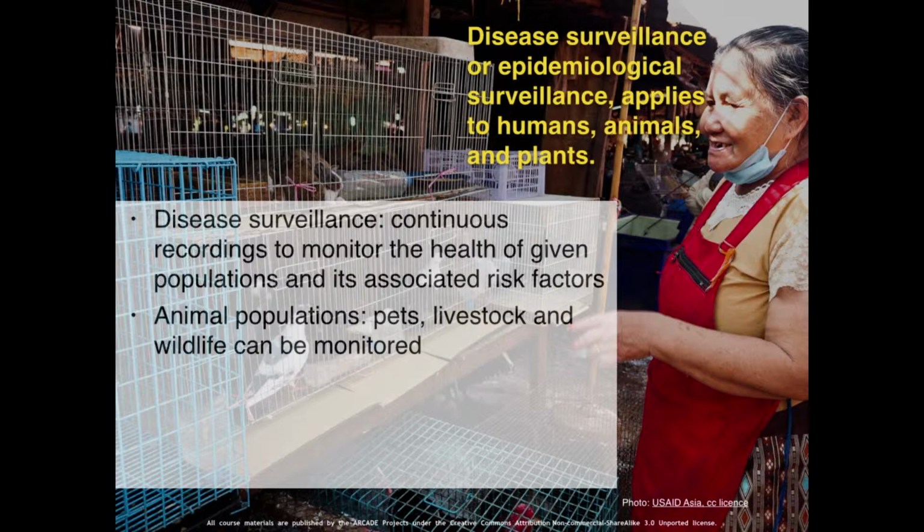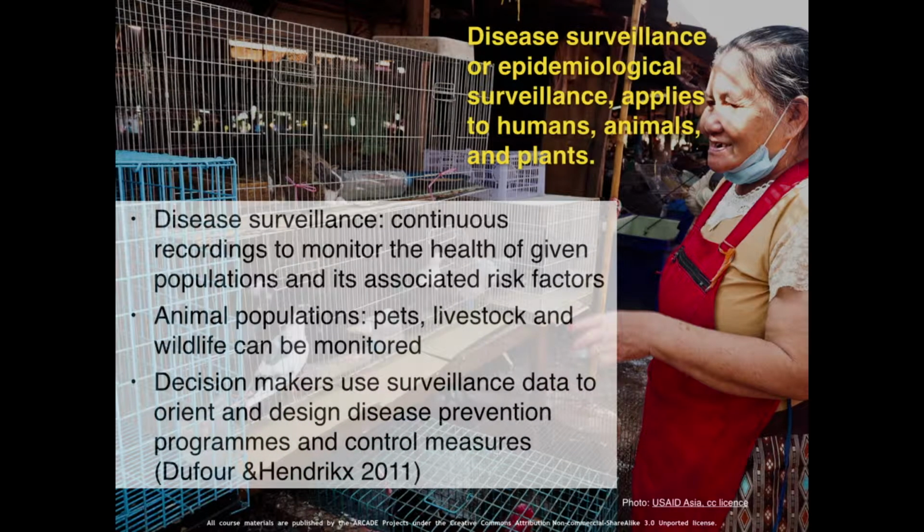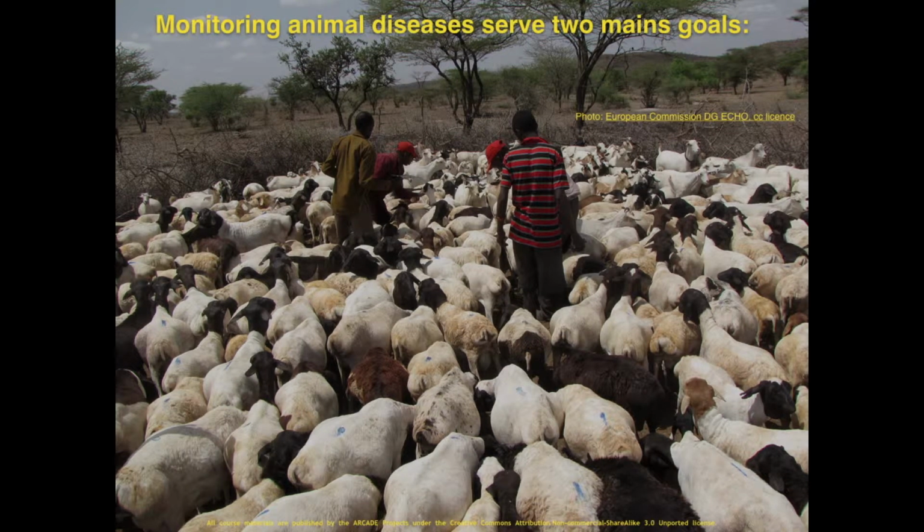Surveillance basically consists of collecting information, data, that can be used by decision makers to orient and design disease prevention programs and control measures. Monitoring animal diseases serves two main goals. The first is to protect economic interests and livelihoods. Animal health is important for several aspects of human life and livelihood.